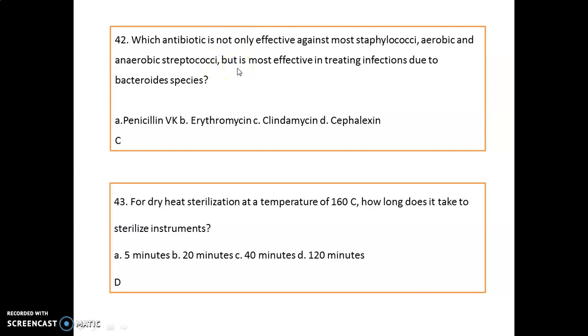Now, which antibiotic is not only effective against most staphylococci, aerobic and anaerobic streptococci, but is also effective in treating infection due to Bacteroides species? So here the antibiotic of choice is clindamycin.